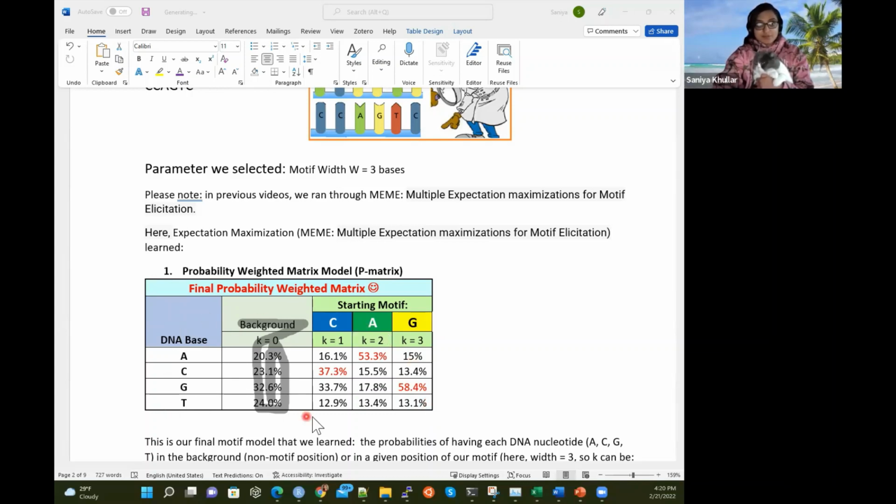So we learned the probabilities of having a given DNA base, A, C, G, or T. These are the only 4 DNA bases that we have. So these are the probabilities of them being in a particular position of the motif. And all of these need to sum up to 100%, 100% going across.